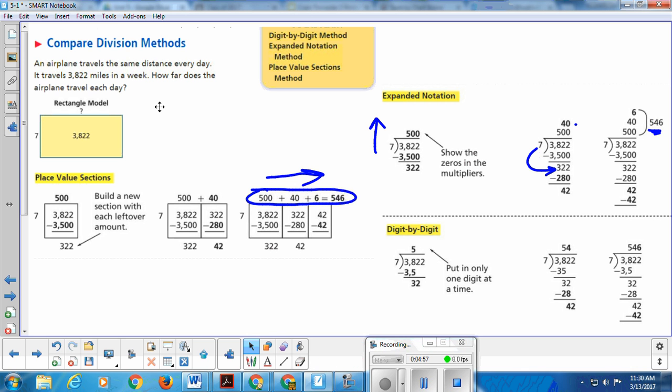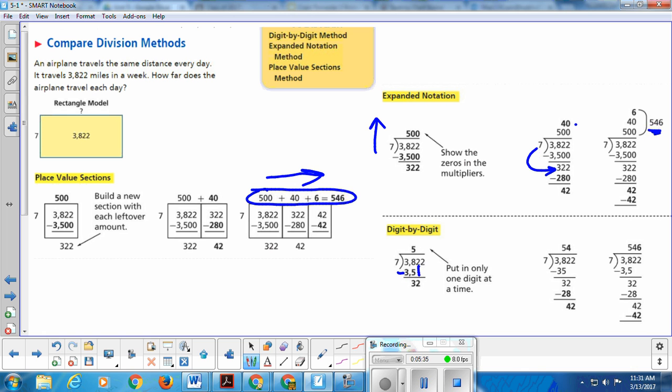Now, the method that your parents know, the method that I was taught, the method that is probably the most efficient, is if you go digit by digit and you divide, multiply, subtract, and bring down. It's the same process. So you're looking at 7 does not go into 3. It can't. So you're looking at 38, which would be 5. Subtract 35. You're going to subtract 35 from 38. You're going to get 3.